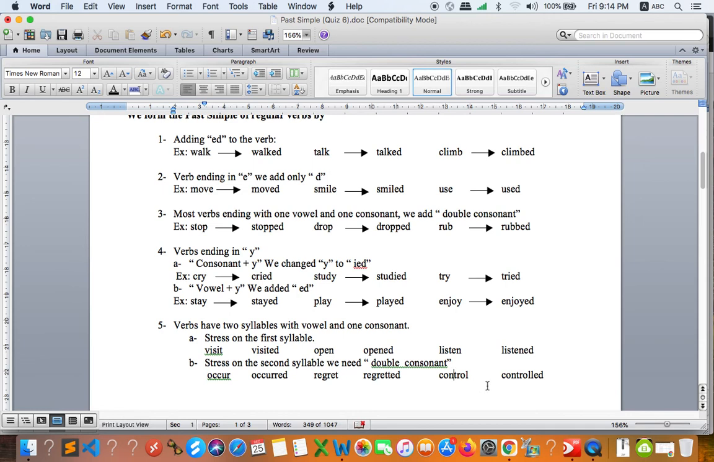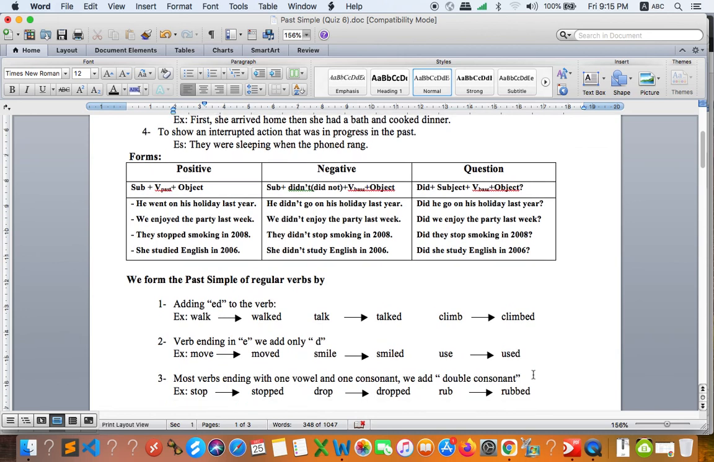But control, everyone, if it is British English, the stress is on the second. That is correct. But in American English, the stress is on the first. So control can be written either with one L or two L's. Two L's means British, one L is American English. Hopefully you get that.